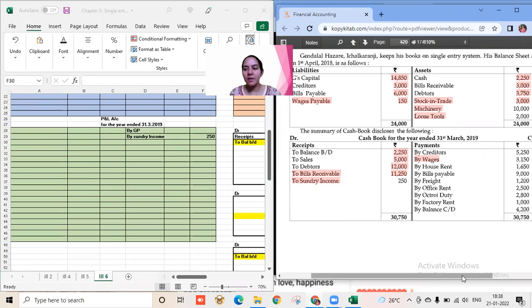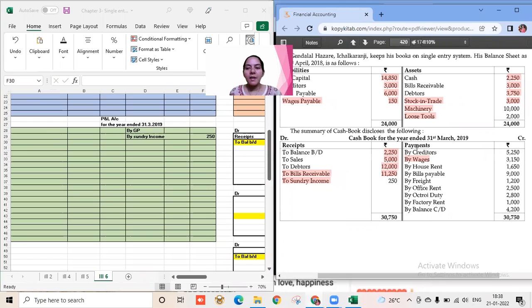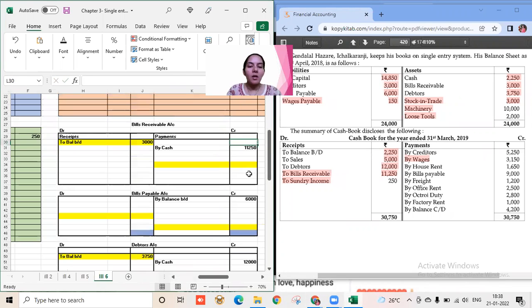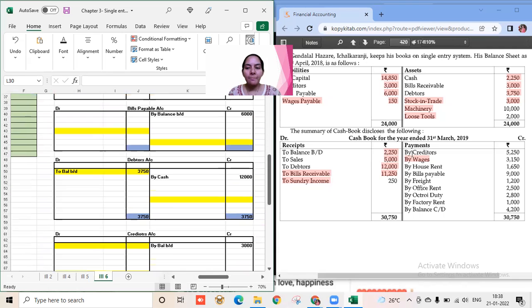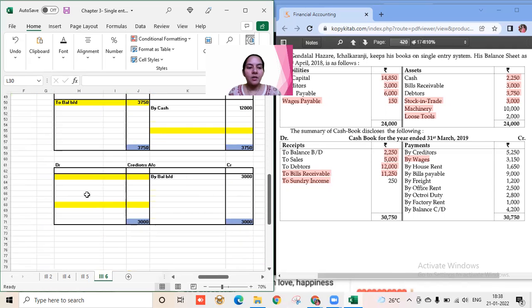Okay, so on the payment side, the first line is by creditors. That means we have made a payment to the creditors. So when we make a payment to the creditors, what is the journal entry? Creditors account debit to cash, right? Cash. So creditors account will be debited to cash. That is 5250. 5250. Next is by wages.